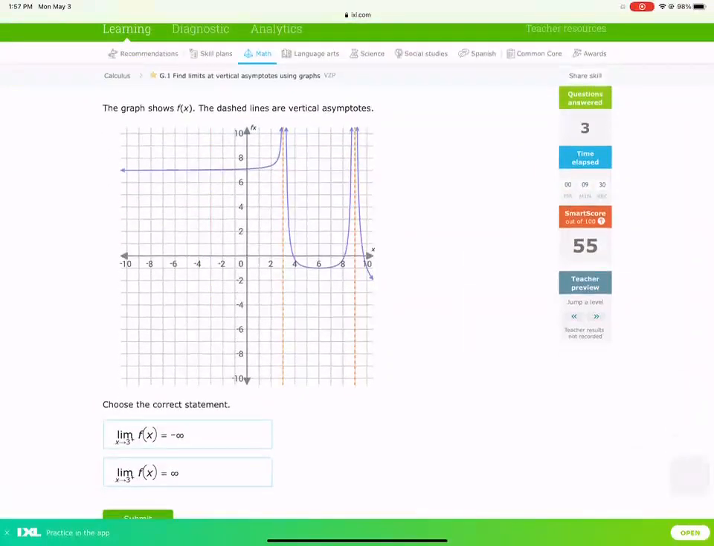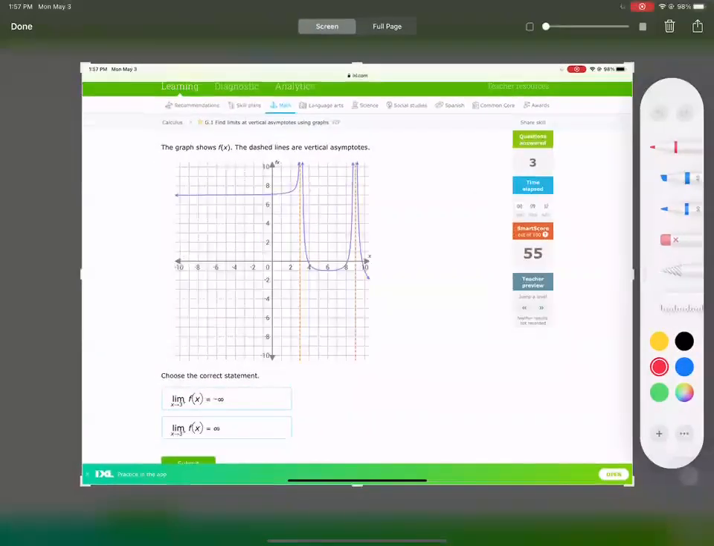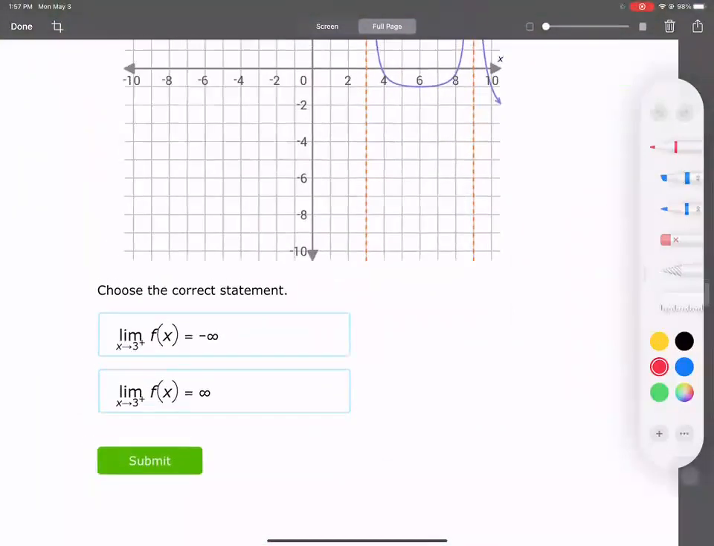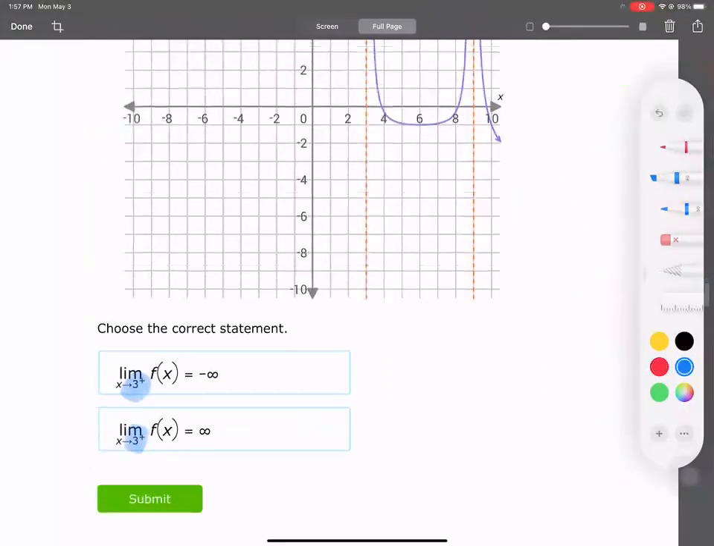Okay, let's jump to something harder. Now this graph has a lot of things going for it. Now let's read the question. We are headed to 3. Now what does that little plus sign mean on the top right corner? That's from the right side. So that's fine. 3. Here's 3.